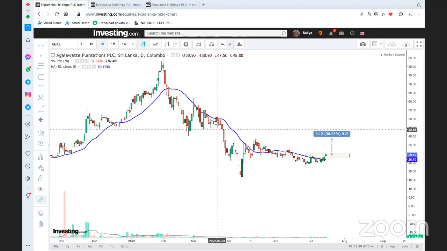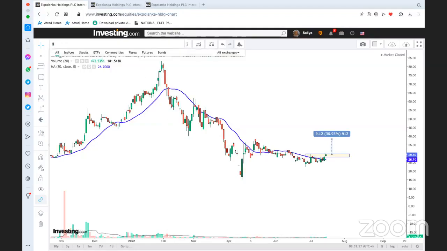But unlike Agalavatta, Maskeli, and Balangoda, you can see many wide swings happening every day, right? So that is something that we can see between the three. Then Brown's investments, Indica wanted.